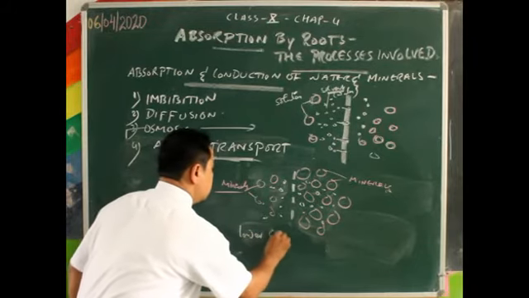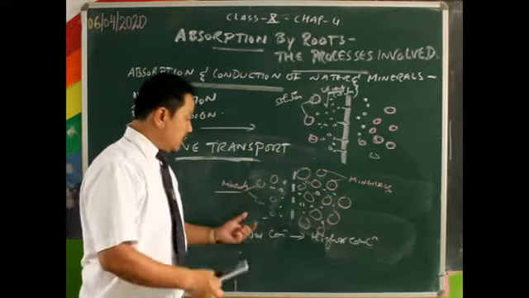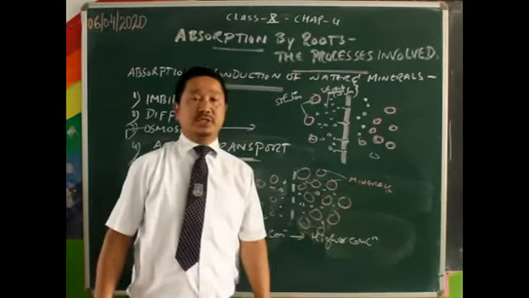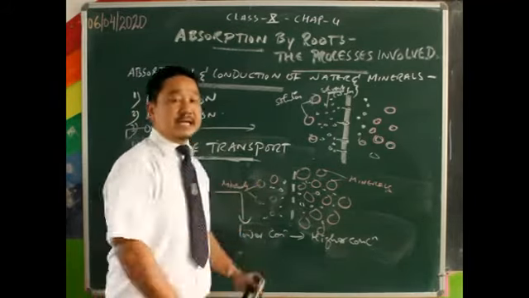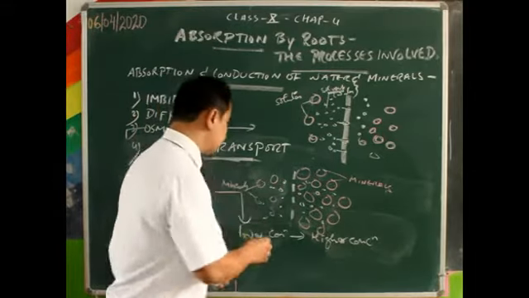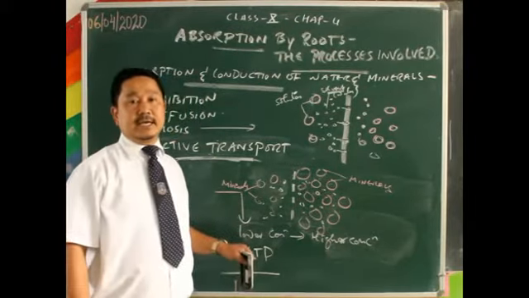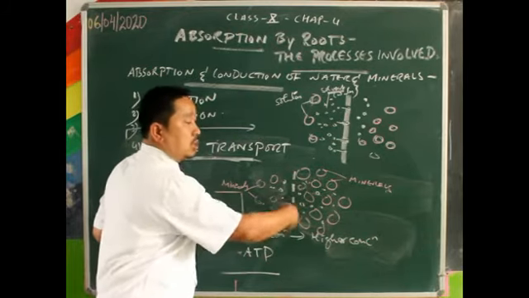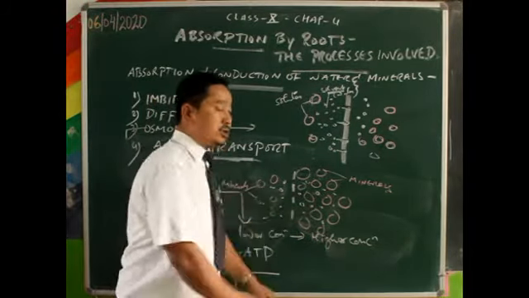Lower concentration to higher concentration, which is difficult in fact. The minerals are moving from lower concentration to higher concentration, which is difficult. So that time, what do the root hairs do? The root hairs use ATP, adenosine triphosphate. They make use of this energy. So with the help of this energy, at the cost of ATP, adenosine triphosphate, these mineral molecules which are less outside are absorbed to the place inside the cell where the minerals are already more. That means from lower concentration to higher concentration.